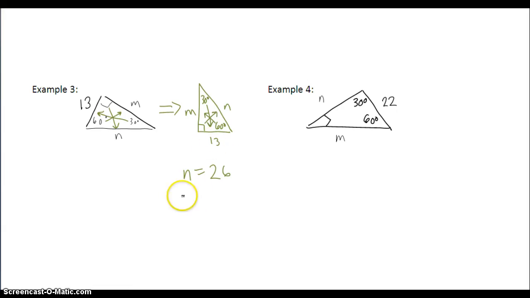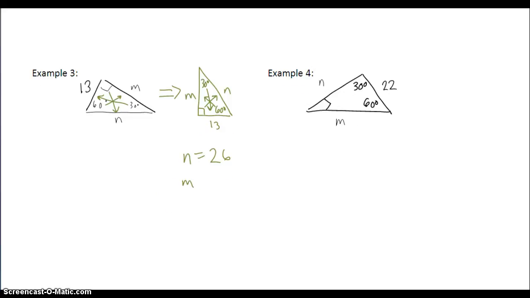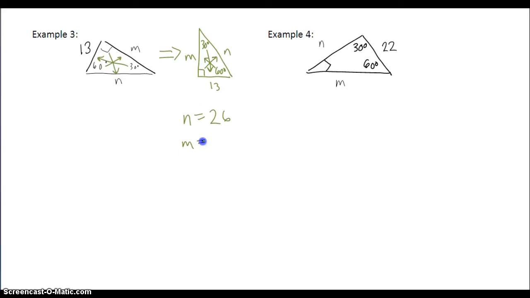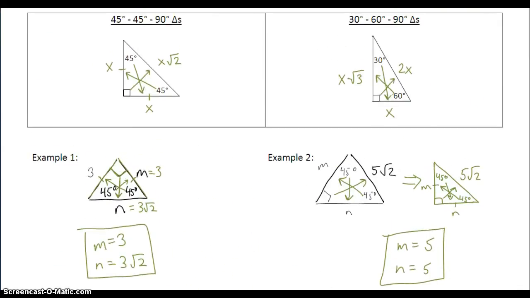Now, to figure out m, I know my smallest side, and to get to my middle side, I'm going to have to get bigger. How much bigger? Well, it's going to be 13 times the square root of 3. So to do example number 3, 13 is taking the place of x. So I have 13 and 26 and 13 square roots of 3.